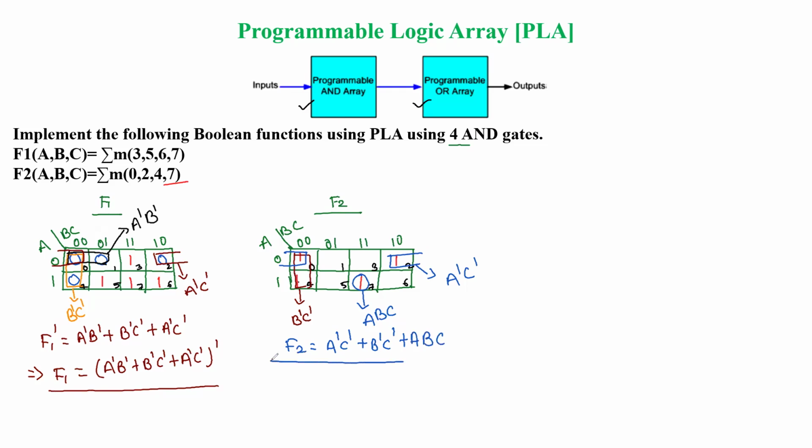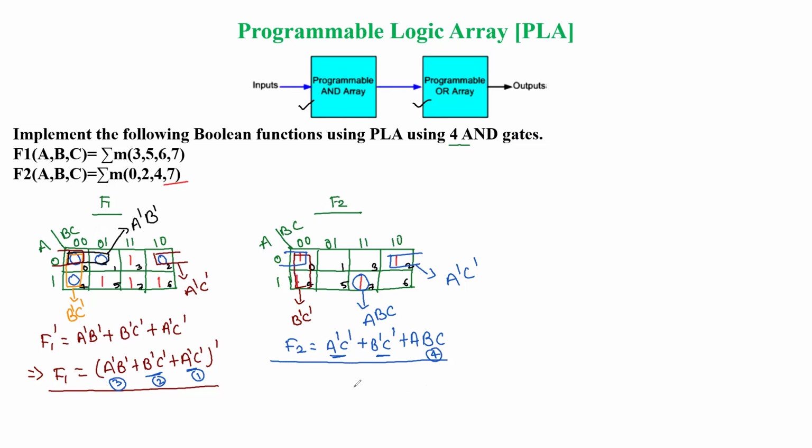So now if we compare both functions, we'll look at the product terms. How many unique product terms do we have? A dash, C dash is common in both, then B dash, C dash is common in both. So these two terms are common. One product term is this, the second is this, the third product term A dash, B dash is available only in function F1, and the fourth product term ABC is available only in function F2.